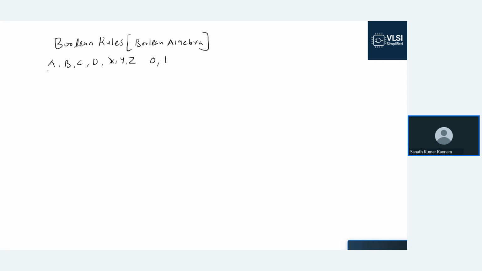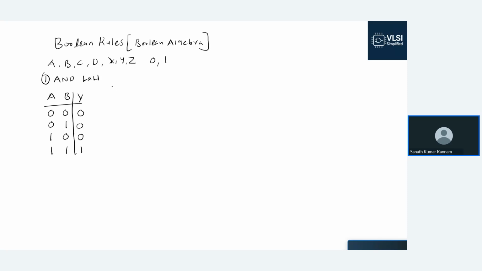So first we'll see the AND law. What is this AND law? You know the truth table for this AND gate: inputs A, B, and output is Y. If any of the inputs is 0, the output is 0. If both inputs are 1, the output is 1. That is the definition of the AND gate.